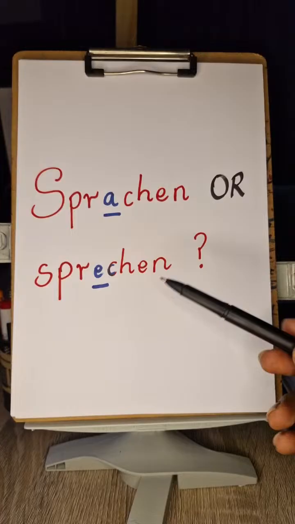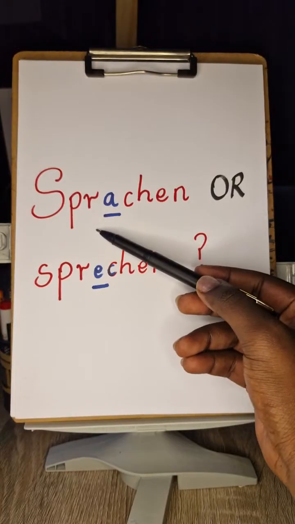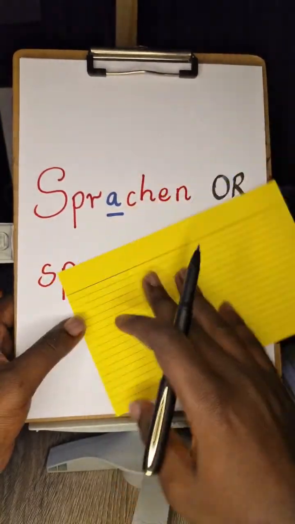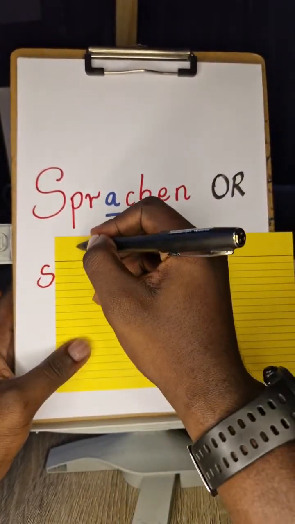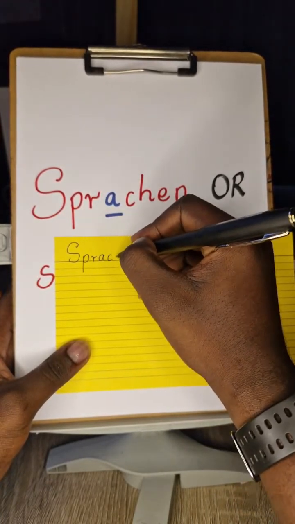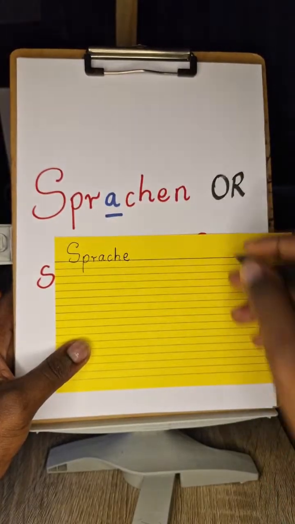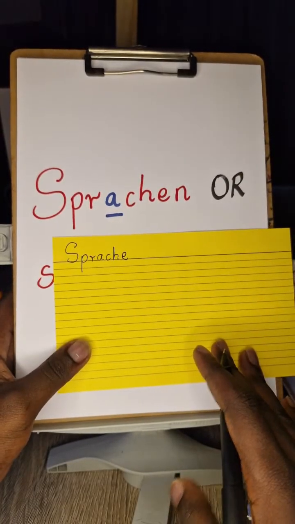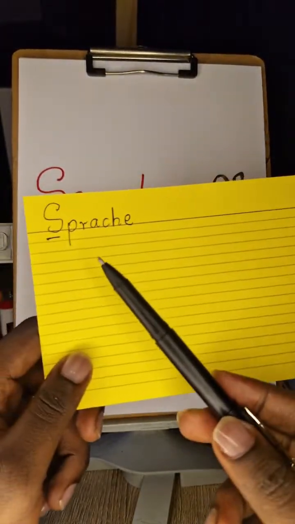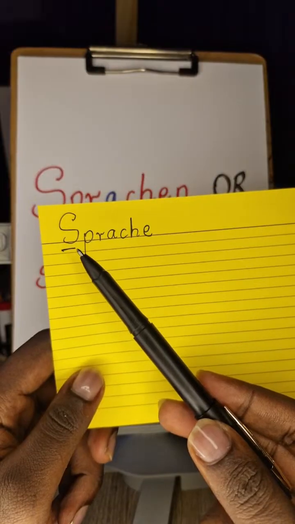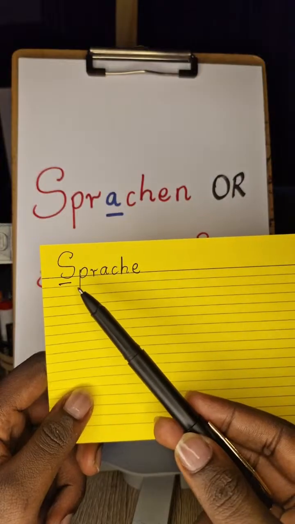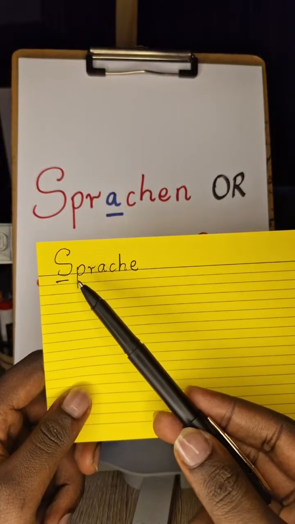Now I would begin with the first one. Let's begin with this one here. Sprache. Now, for this first one, as you can see indicated, it is a noun. It is therefore always written beginning with a capital S because it's a noun, right? Remember the rule that tells you that in German, all nouns should always begin with a capital letter. So this Sprache is a noun and so should always begin with a capital S.